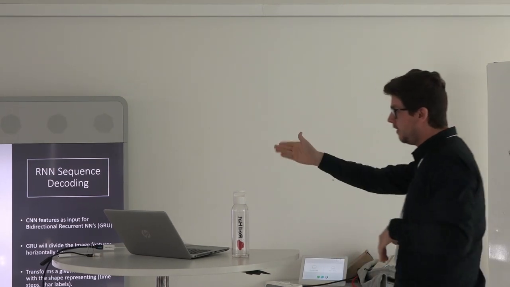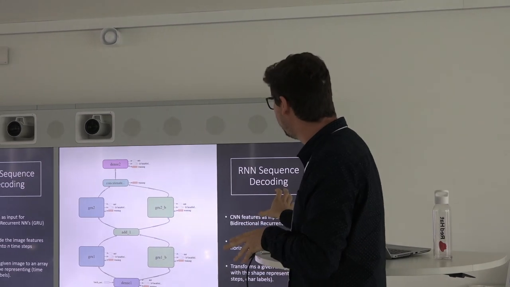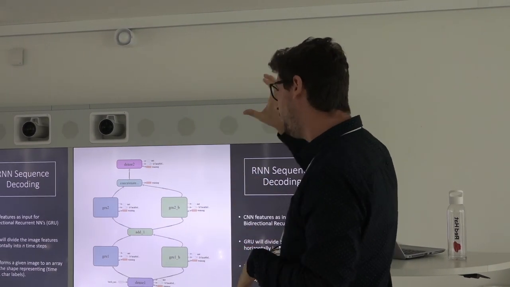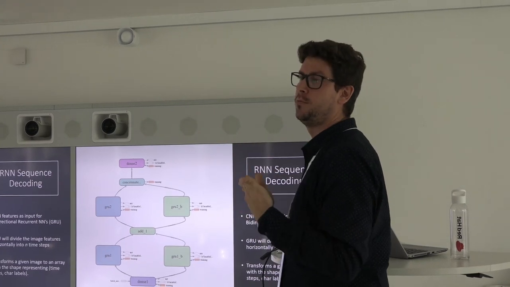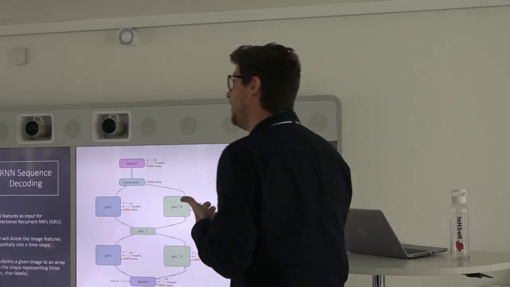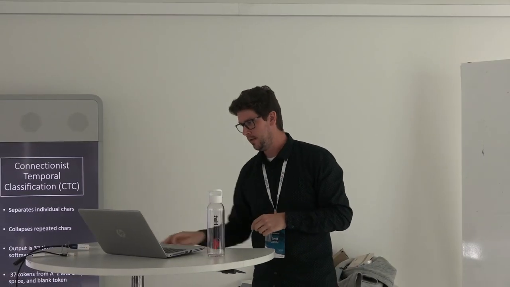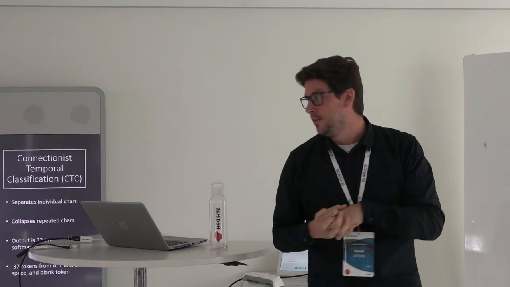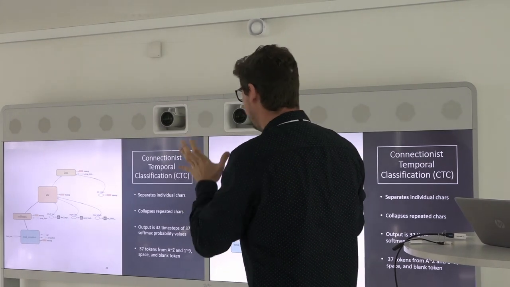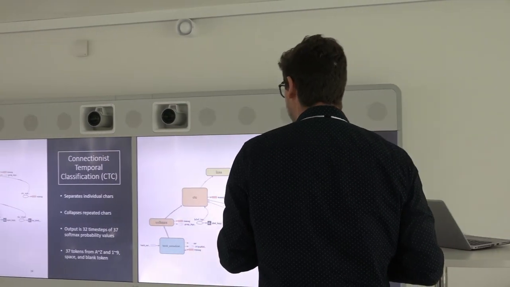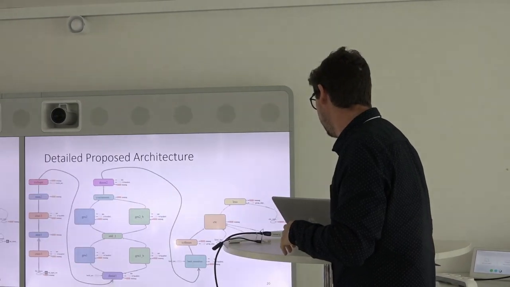So this will divide the image in segments, and we'll transform those segments to an array, where each array will have the probability of representing a letter or a number, in this case. And finally, CTC. This is the final section of the architecture. I don't know if you remember, I can show it quickly.